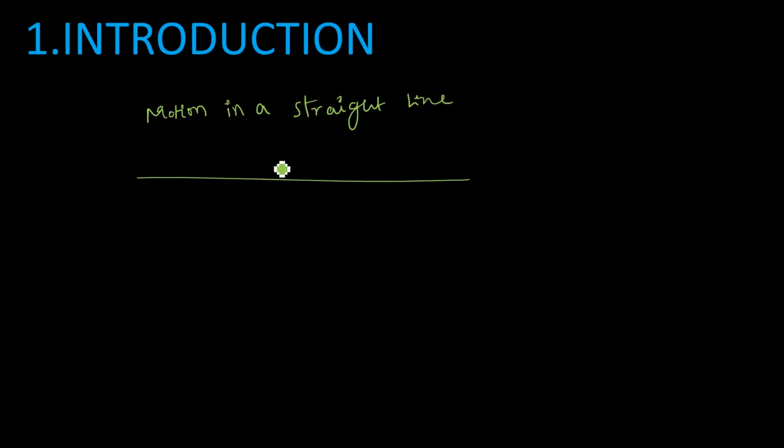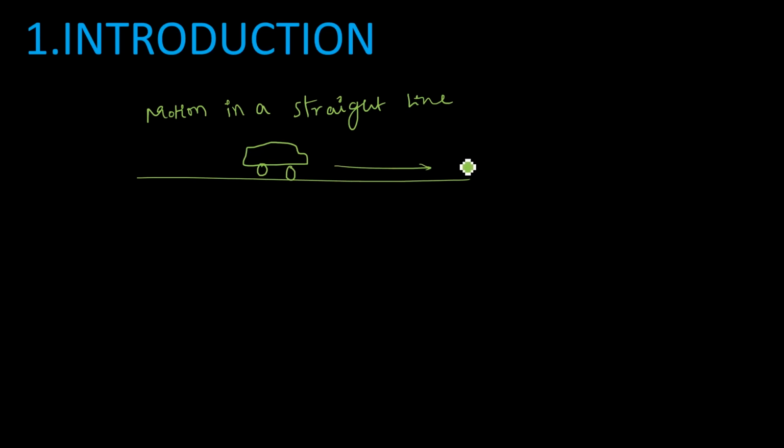So, what is motion in a straight line? Motion in a straight line. So what exactly is it? Normally, if you take a car, the car is moving on the road in a particular direction in a straight line.